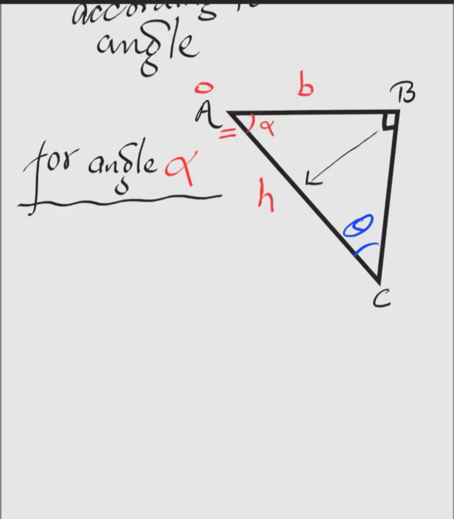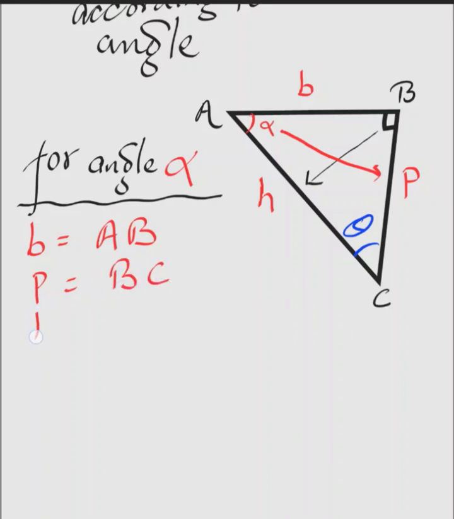Let's remove all these. I will write in red, that means it is for alpha. When I write in blue, that means it is for theta. Okay, this is B for alpha, and the opposite of the angle is always perpendicular. So for alpha, B is AB, P is BC and H is AC.